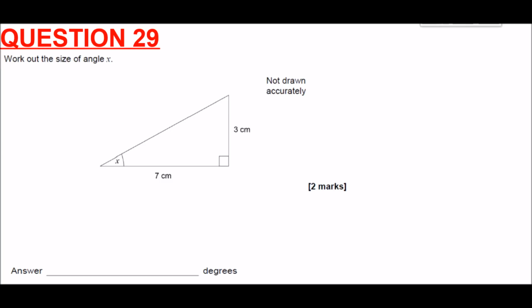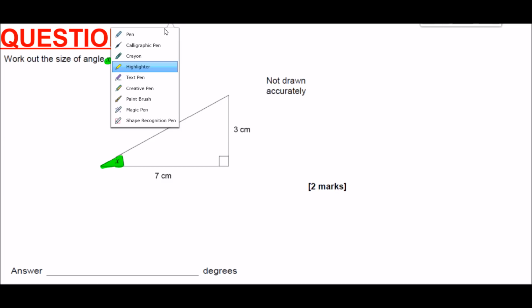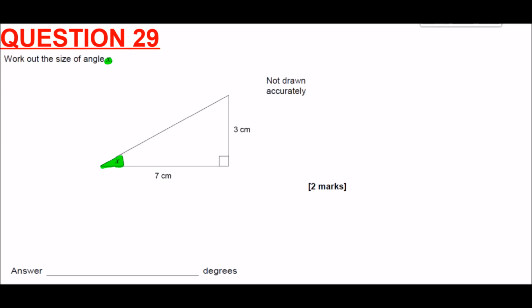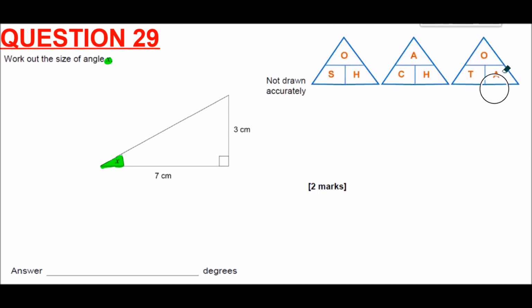And the last question of the entire paper, we've got a right-angled triangle and we're asked to find an angle. So what angle are we wanting to find? It's the angle X. So it's a right-angled triangle. We know 2 sides, and we're trying to find another angle. This should be screaming to us, SOHCAHTOA. It's trigonometry.